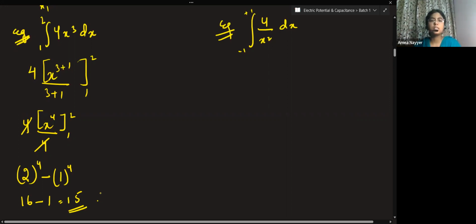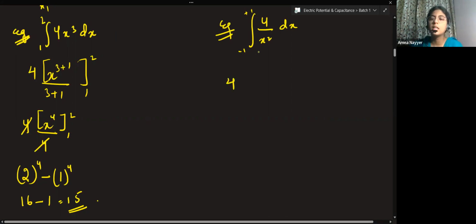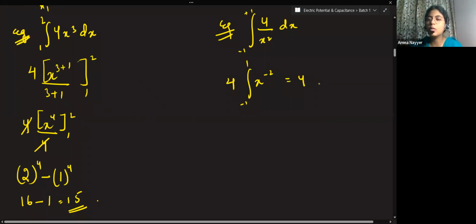All right. So did anybody get the answer for the second part? Let's discuss it then, if nobody got the answer. Now see, again in this second part as well, 4 will come out. What are you left with? X to the power minus 2, and the integration is from minus 1 to plus 1. Now see, 4 will come out, x to the power minus 2, add 1. Whatever is there in the power gets in the denominator, minus 2 plus 1.